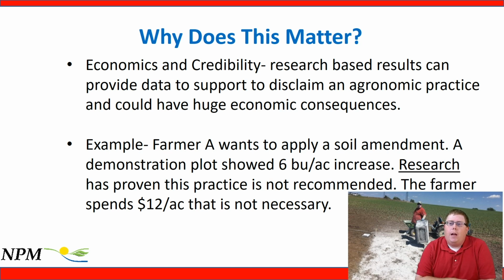So we look at economics and credibility. Research-based results can provide data to support and disclaim an agronomic practice and could have huge economic consequences. So in our example, farmer A wants to apply a soil amendment. A demonstration plot showed a 6 bushel per acre increase. Research, however, has proven this practice is not recommended. The farmer spends $12 an acre that's not necessary. And in the photo, you can see we're doing some of that soil amendment research and helping farmers make better decisions on their crop inputs.